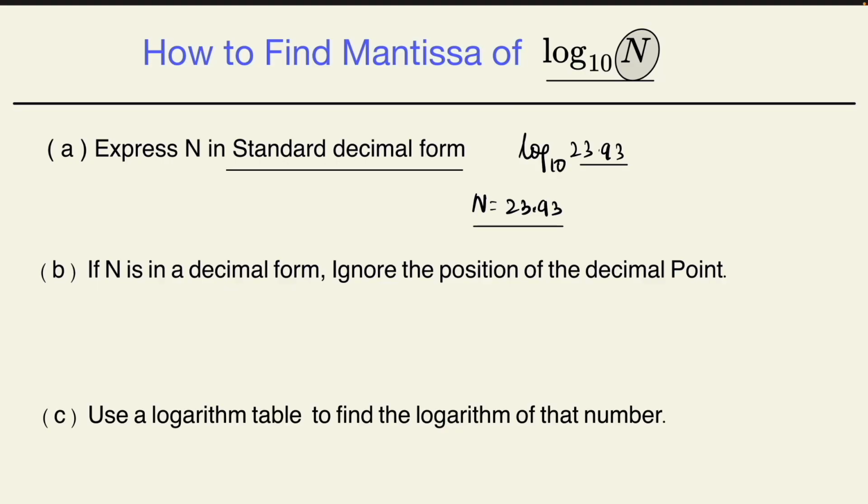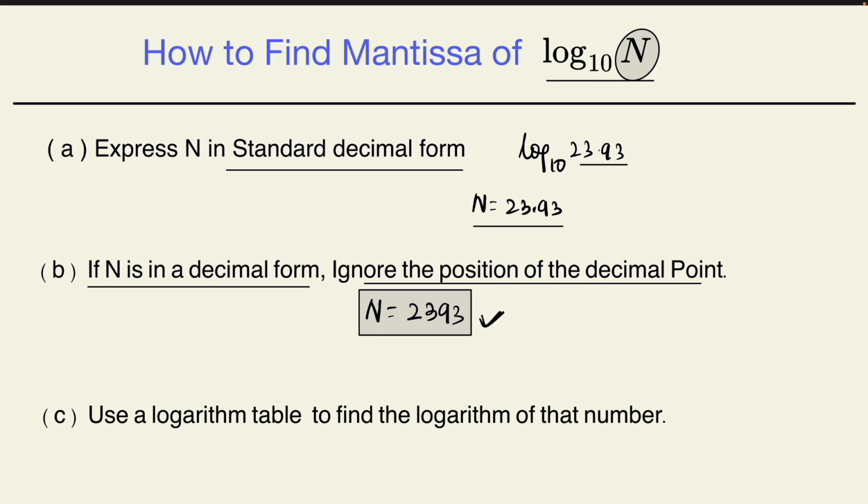Now in the second part, if n is a decimal, ignore the position of the decimal point. So what is the next step? We got the decimal value. Now we remove the decimal. So here we can write n is equal to 2393. So this is the value that we have to find with the help of the log table. Log table we will use to find the value of 2393. So now the question comes how to use this log table to find this value.